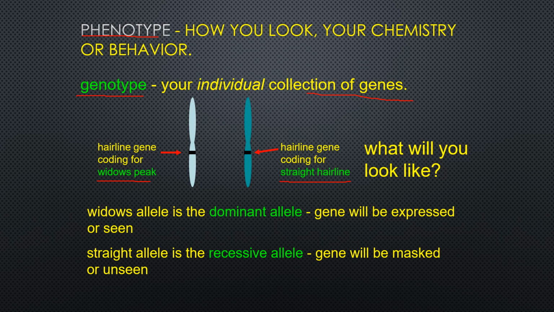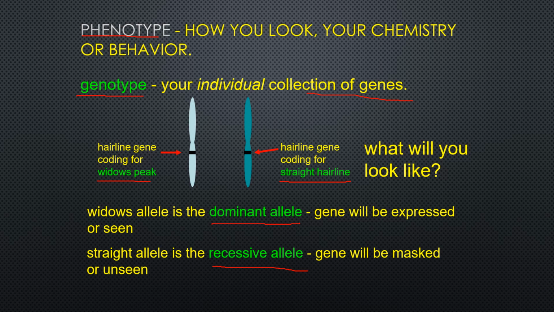Those two are the genotypes, so we would say you're a heterozygous genotype, but your phenotype would be a widow's peak. So you would look like you had a widow's peak. And here's why. When we have different alleles, one of those alleles is going to be what we call a dominant allele. And that's the one that is expressed. That's the one that will give you your phenotype. The other allele is the recessive allele. And that's a gene that's either going to be masked or unseen.